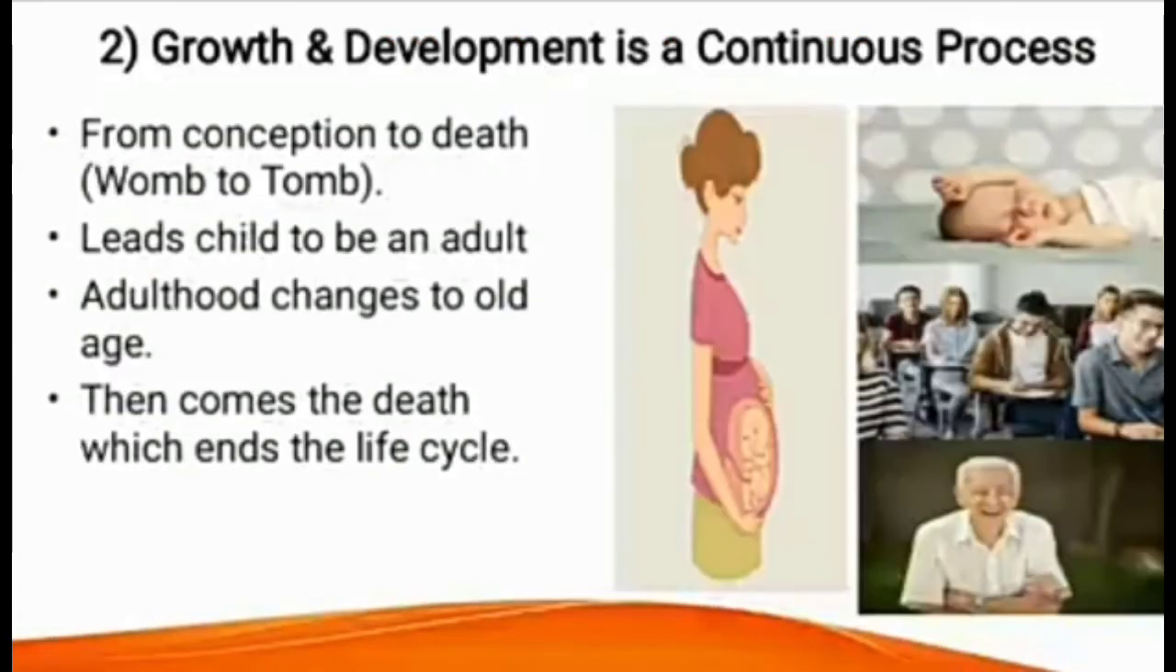The second principle is, growth and development is a continuous process, which means from conception to death. It leads a child to be an adult. Adulthood changes to old age. Then comes death, which ends the life cycle.